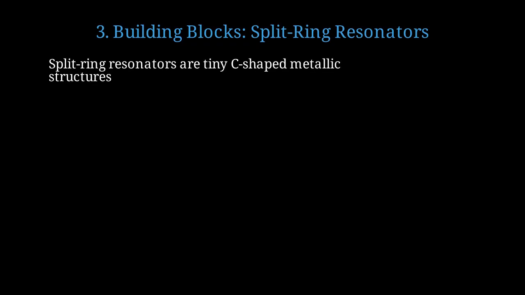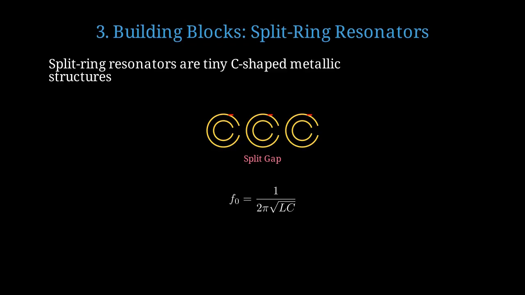The key innovation is using sub-wavelength resonant structures called split-ring resonators. Split-ring resonators are C-shaped metallic rings with a gap, typically hundreds of nanometers in size. The gap is crucial because it creates capacitance, while the ring provides inductance, forming an LC circuit. The resonant frequency equals 1 over 2 pi times the square root of LC, just like an electronic LC circuit.